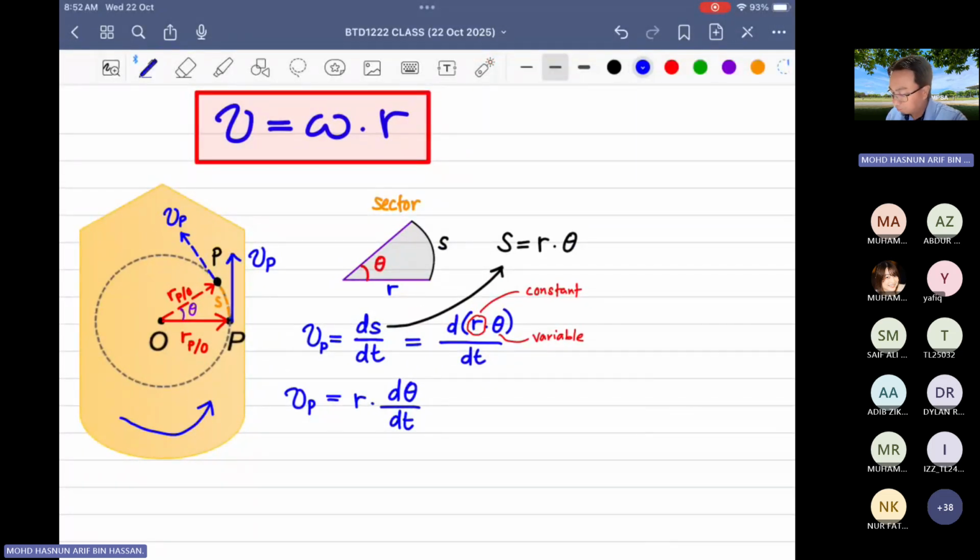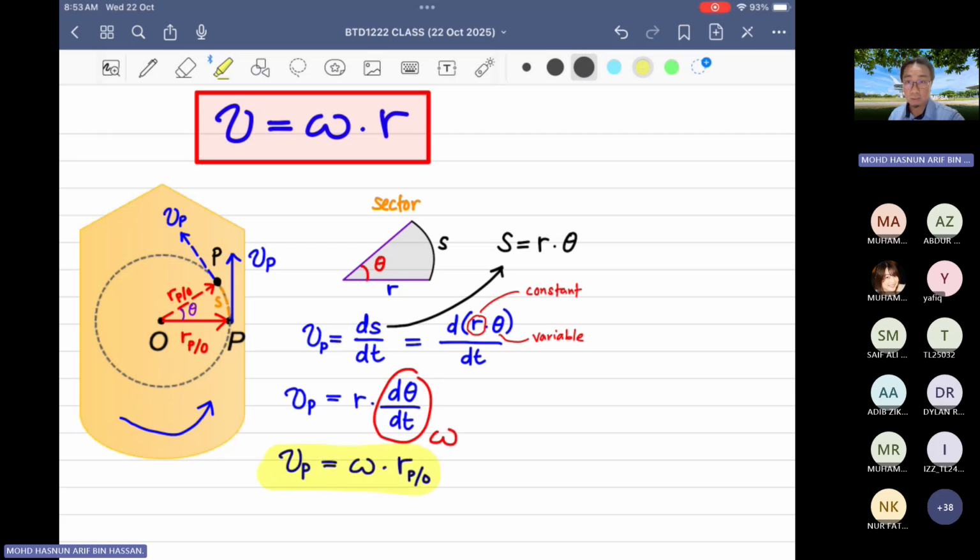So from here, we will finally get Vp is equal to R d theta over dt, which has become omega. So therefore, Vp is equal to omega times R, which is Rp/O. Omega is the omega of the object. So this is how this equation was derived.